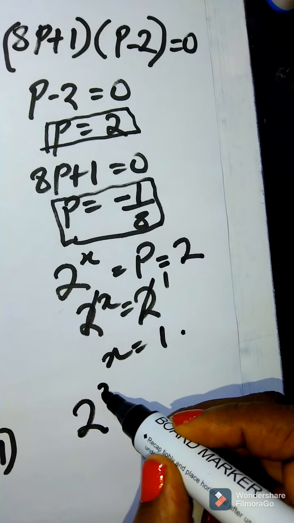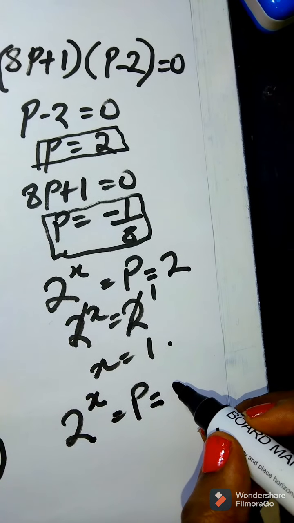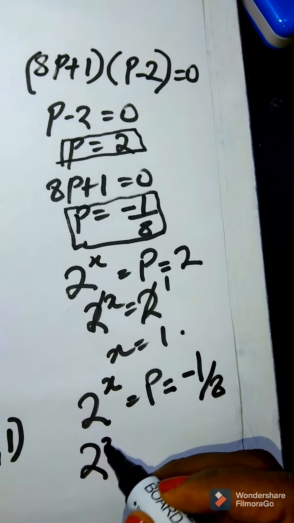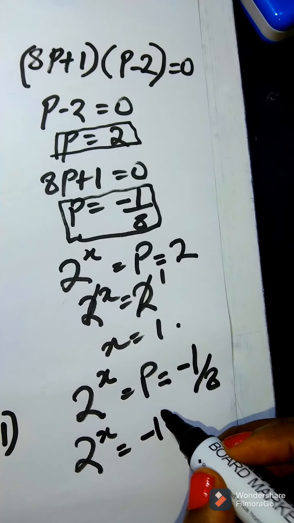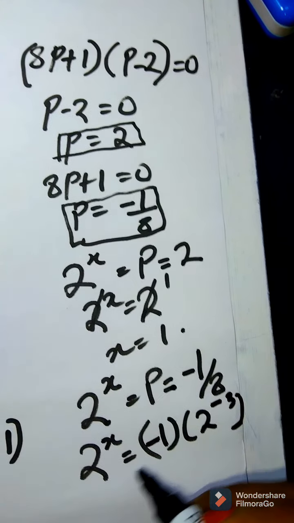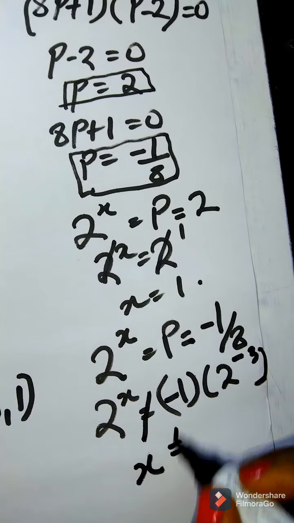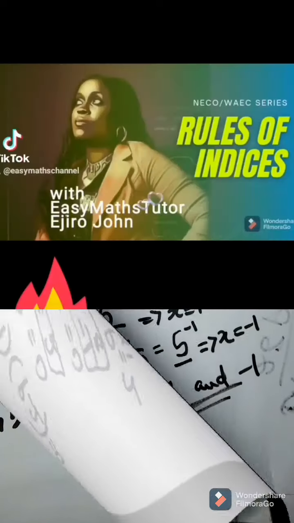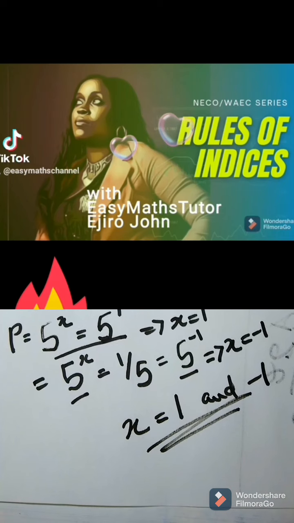So for the second, 2^x is equal to p is equal to minus 1 over 8. Okay, that will be 2^x equal to minus 1 times 2 raised to the power minus 3. So these bases are not the same, so this cannot give us an answer of x. So we'll take this final answer, and that's our solution. So this is a simple way of solving exponential functions. Thank you for watching.